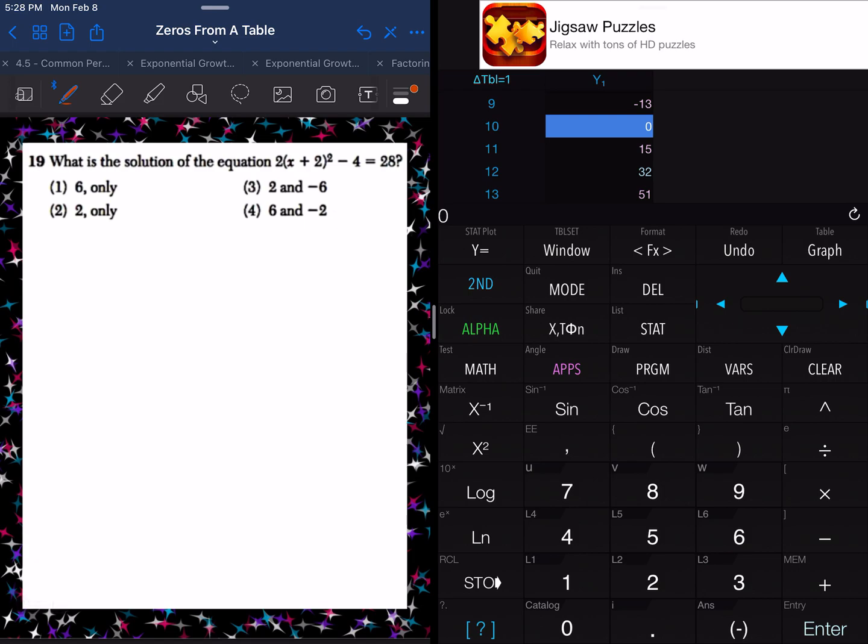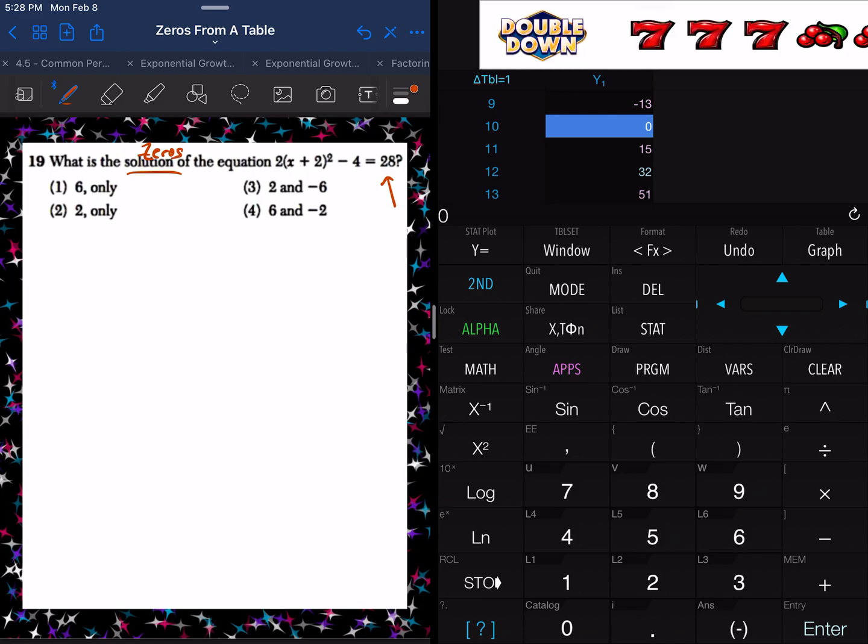Okay, this one looks a little funky. I want the solution, which is the zeros, but this equals 28. If you had to guess, I'm looking for the zeros. I don't want this to equal 28. What do I want this to equal? I want it to equal 0.